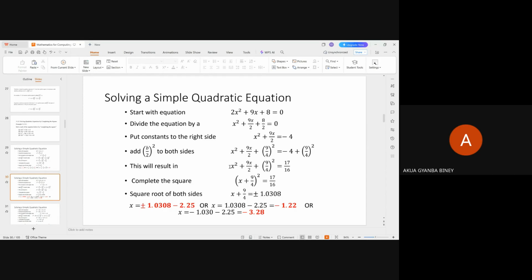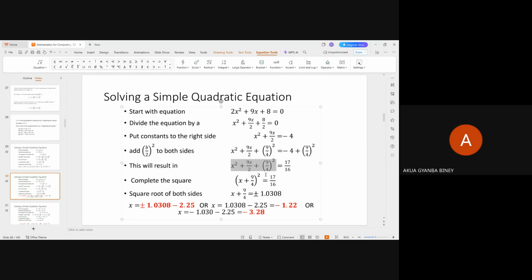Now to this part, look at the squares, put them together all squared. So x plus 9/4 all squared. You have completed the square. That is equal to 17 over 16, the simplification.